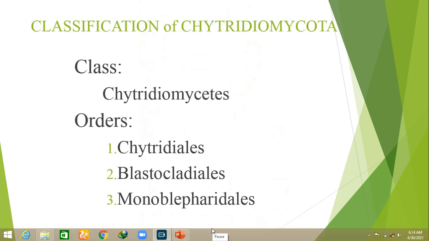Here comes the classification of Chytridiomycota. It has only one class, Chytridiomycetes, and this class has three orders, Chytridiales, Blastocladiales and Monoblepharidales.